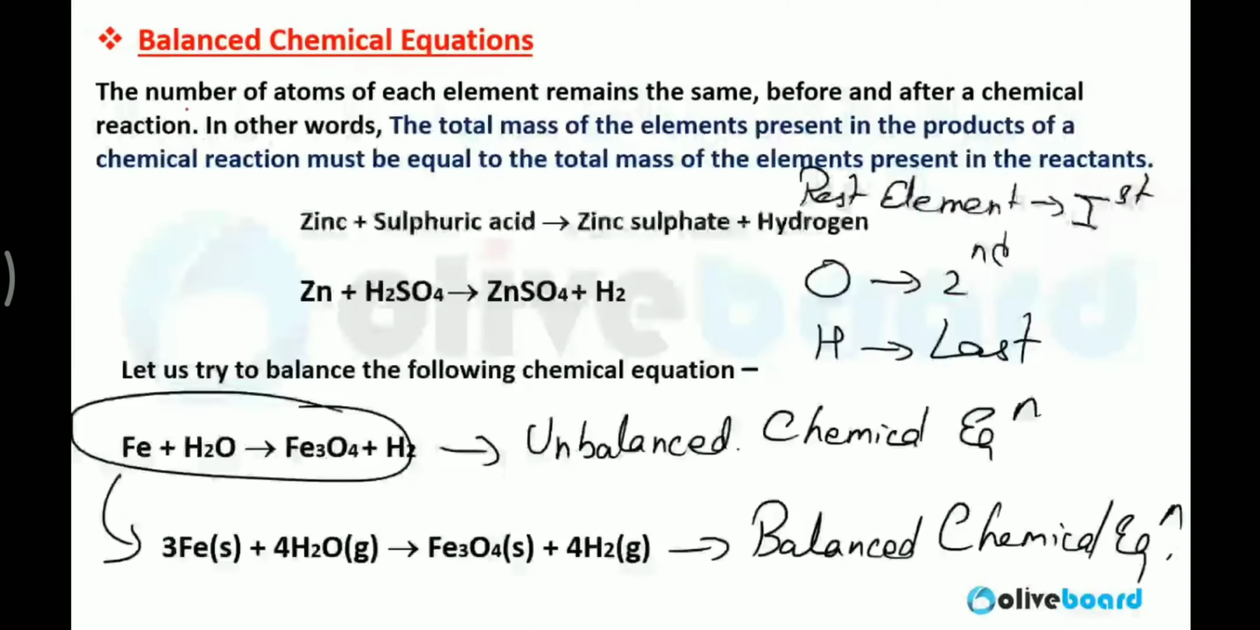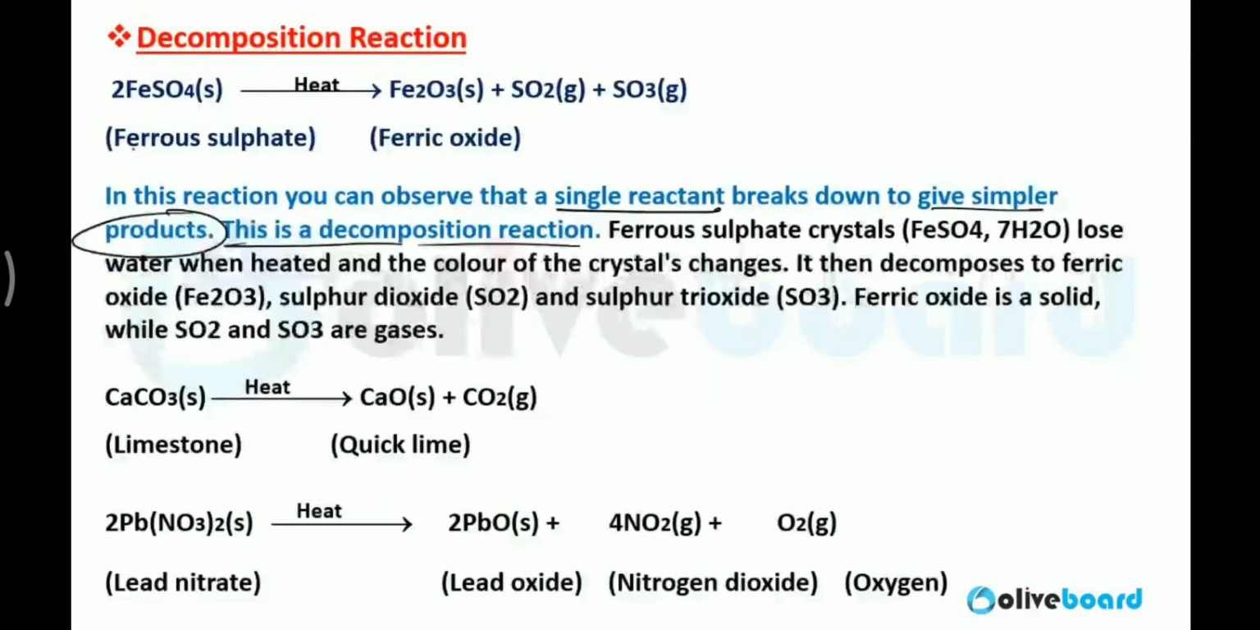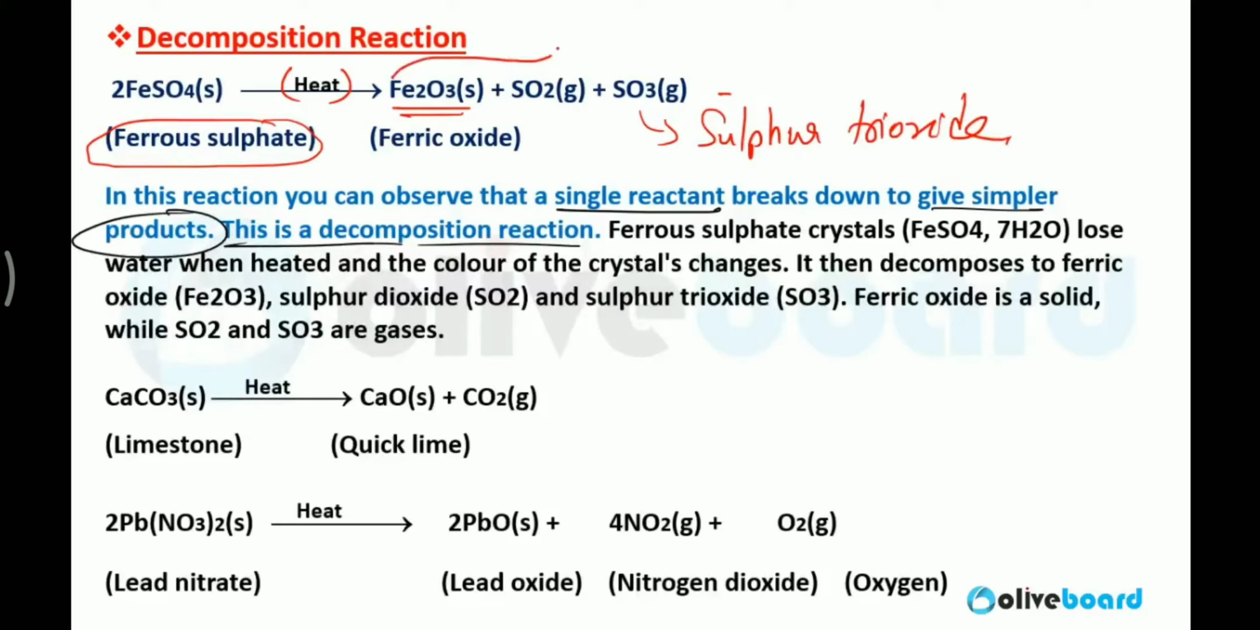Here you can see that ferrous sulfate is there, 2FeSO4, in solid form. When you heat two molecules of ferrous sulfate, it forms what? It forms ferric oxide, that is Fe2O3, plus sulfur dioxide plus sulfur trioxide. So how many products did you get? You got three products from a single reactant.